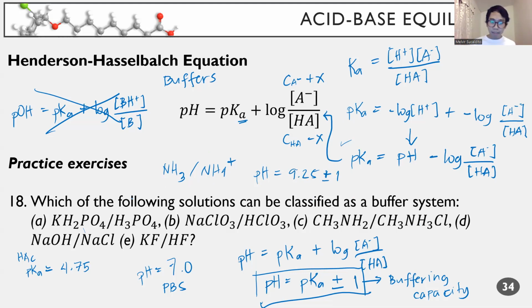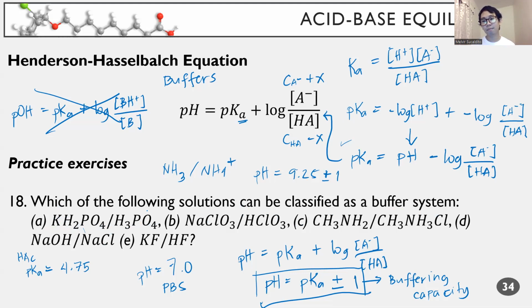Now, let's proceed with these questions here. Which of the following solutions can be classified as a buffer system? A. This is a potassium dihydrogen phosphate and phosphoric acid mixture. Can you make a buffered solution out of these reagents?